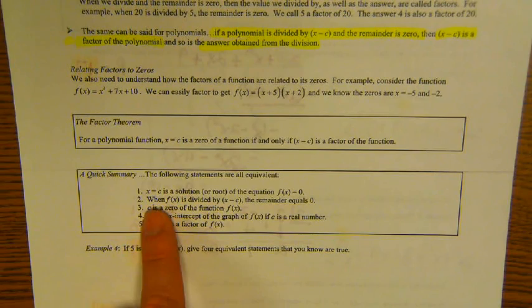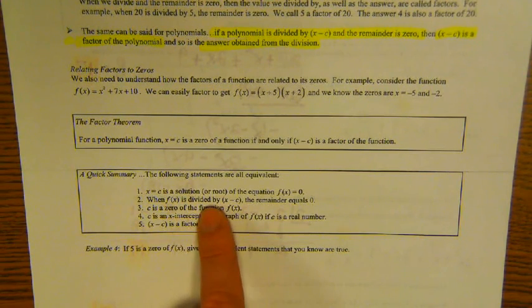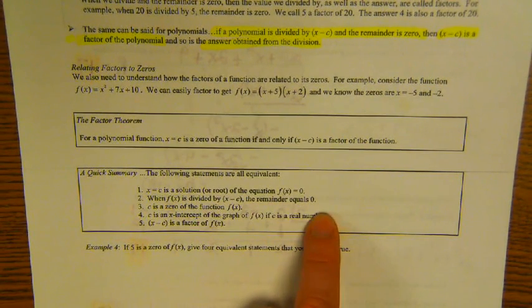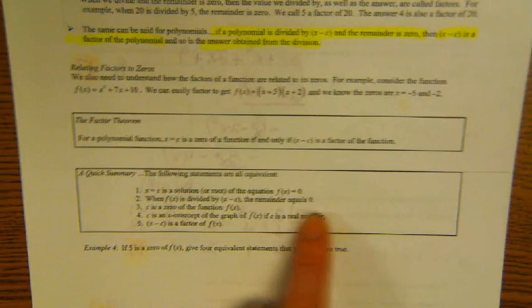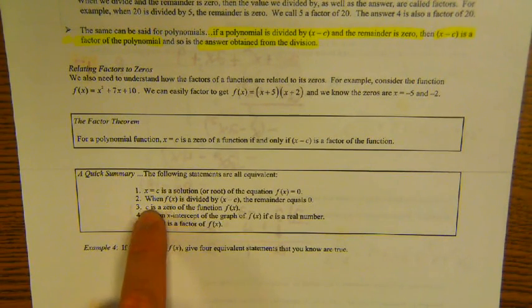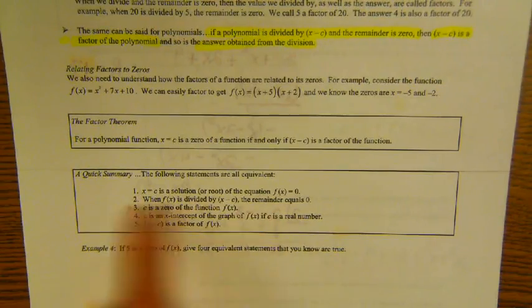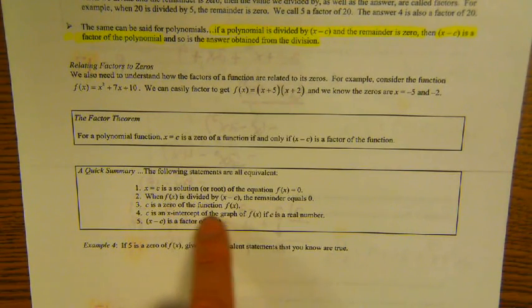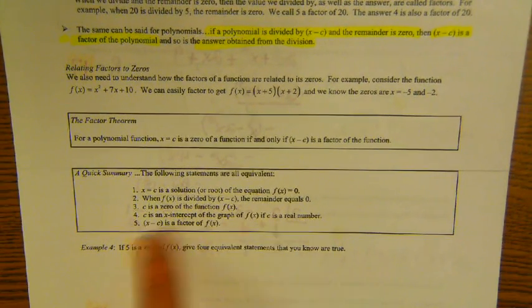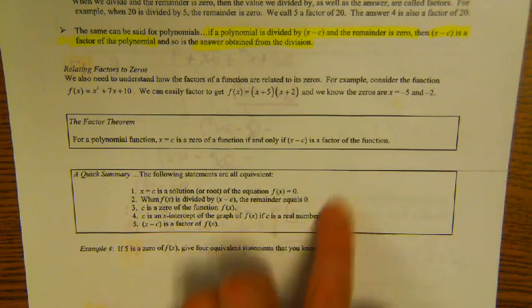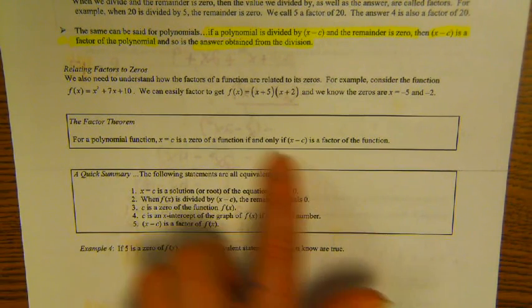Number 2, when f of x is divided by x minus c, the remainder equals 0. Means the same thing. 3, c is a 0 of the function. C is an x-intercept of the graph, and x minus c is a factor. All of those things are true.